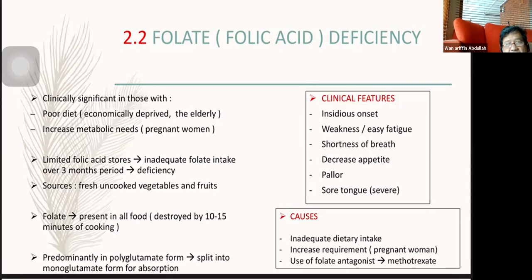Basically, among the causes, inadequate intake is the most common, and another is the use of folate antagonists. I am an oncologist, so we use a lot of methotrexate in patients with leukemia, and we put them on Bactrim as well, which is an antifolate. We put them on Bactrim prophylaxis for a long time, so because of that, they may have folate deficiency and anemia.